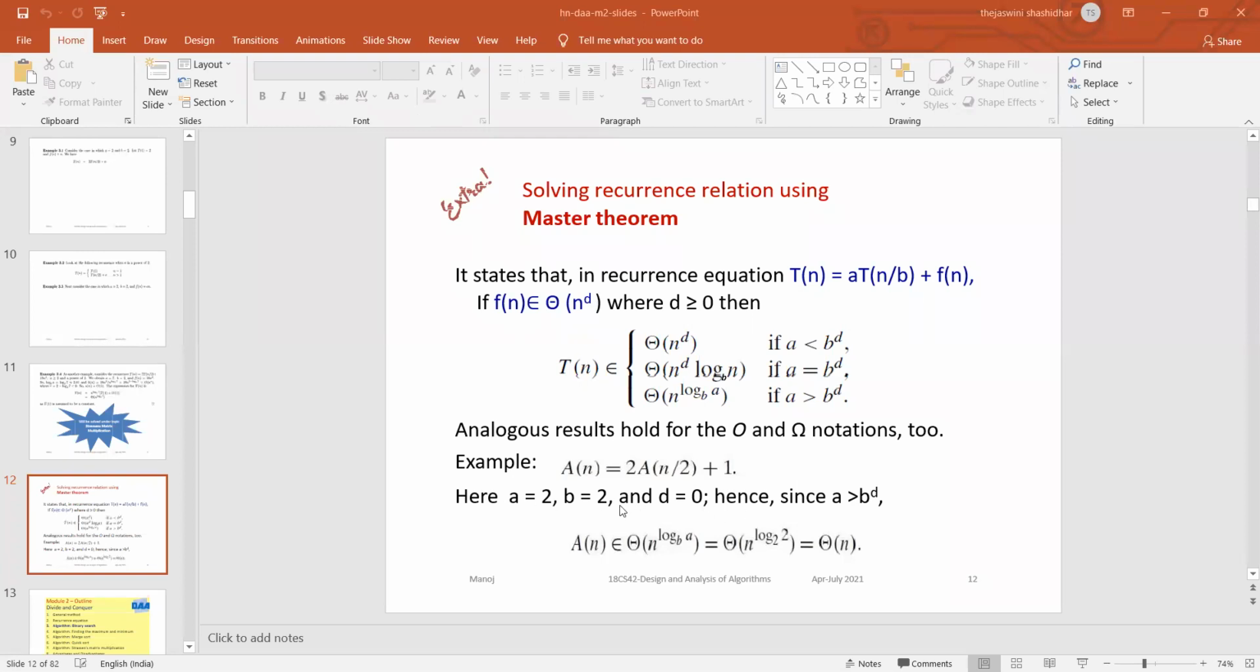Now you substitute and tell me what the condition is. You substitute for all these things. If a is less than b power d, is 2 less than 2 power 0? What is 2 power 0? Can anybody tell? 2 to the power 0 is equal to what?